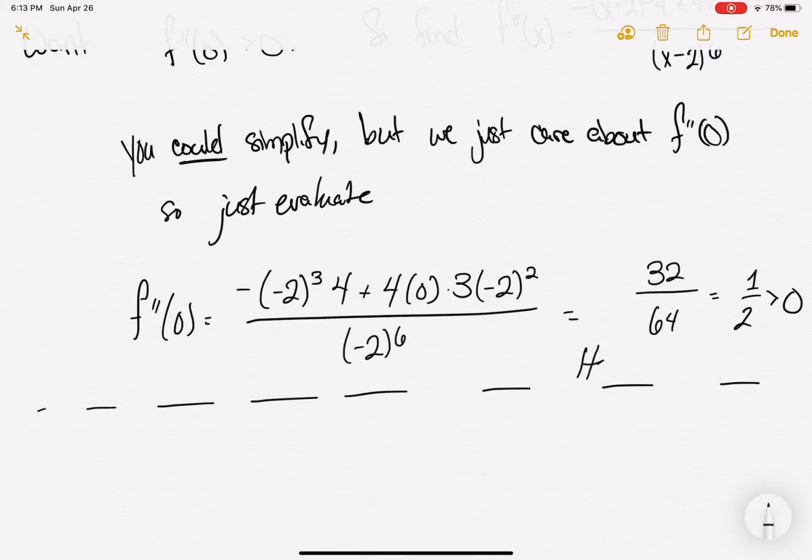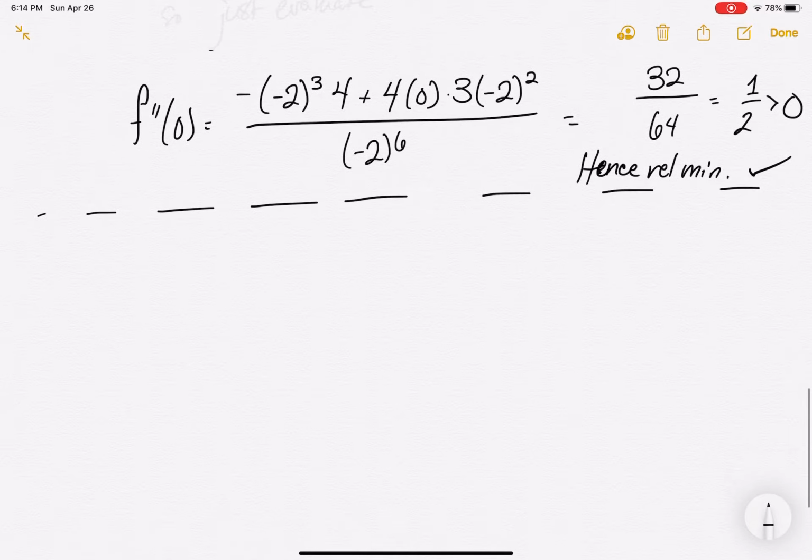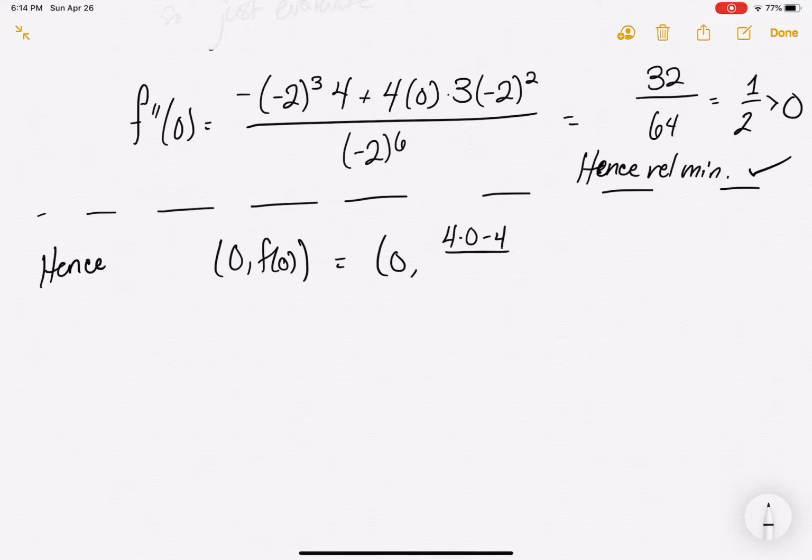So you say hence, the point 0, f of 0, which is equivalently 0, 4 times 0 minus 4 divided by negative 2 squared, 0 comma negative 1, is a relative min.